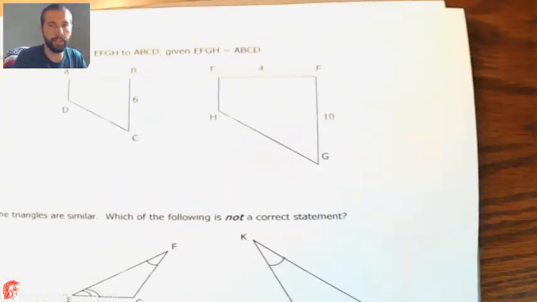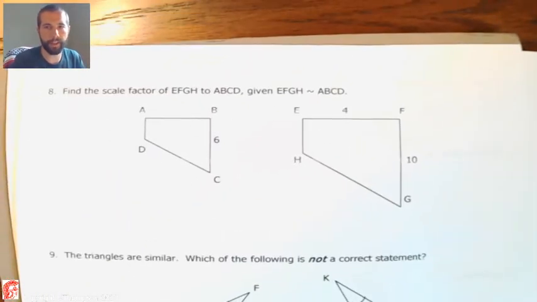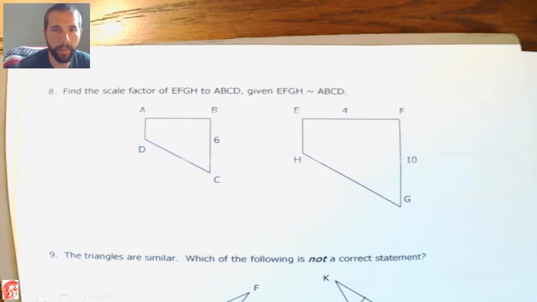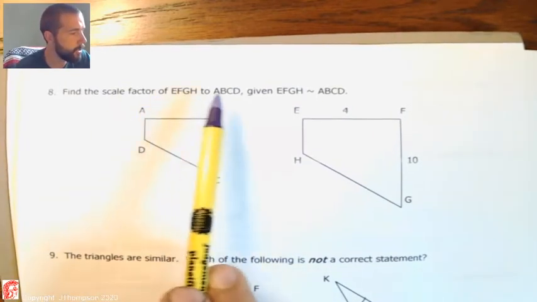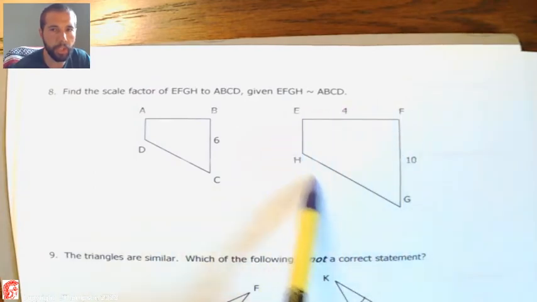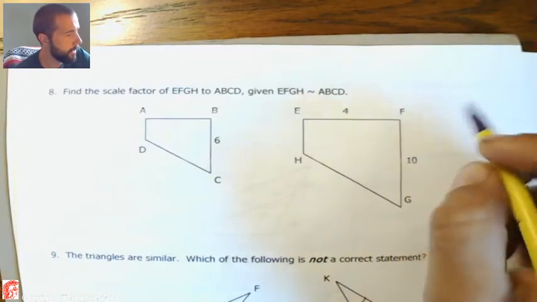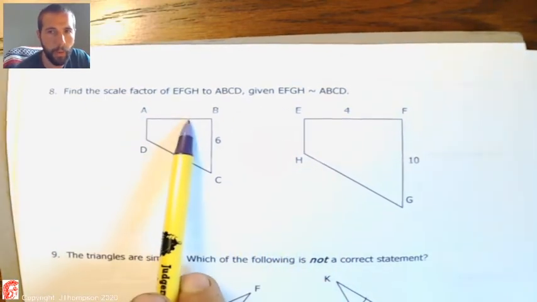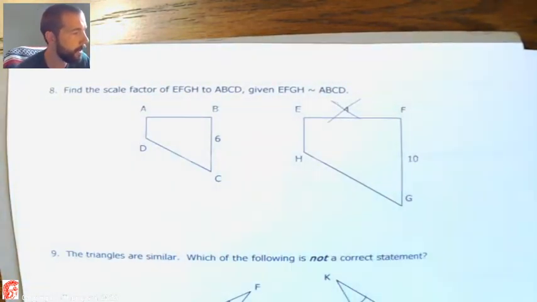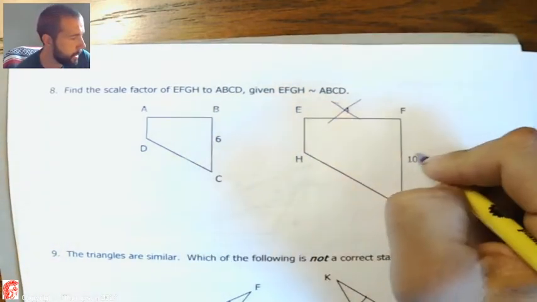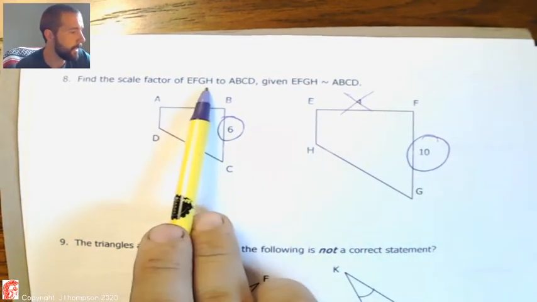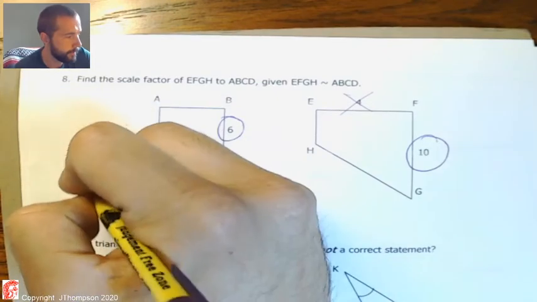All right, on to the next page, number 8. Find the scale factor. Scale factor means we're just going to find corresponding sides and compare them. They want the scale factor of EFGH to ABCD. So we're going to start with this one and then relate the corresponding side with the other one. The only sides they give us are these two. The 4 would correspond with AB. Since we don't know what AB is, we're not going to use the 4. The 10 would correspond with the 6. Since we know what both of these numbers are, that's the ratio we're going to use for our scale factor. Since we're doing EFGH to ABCD, we're going to do 10 over 6.